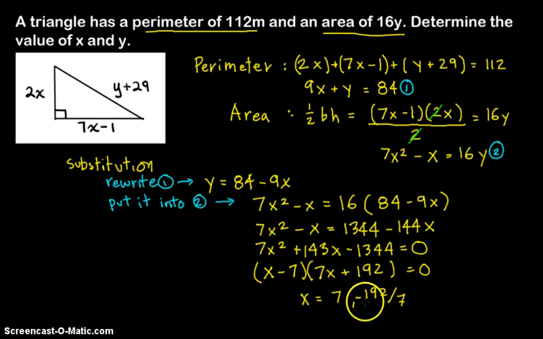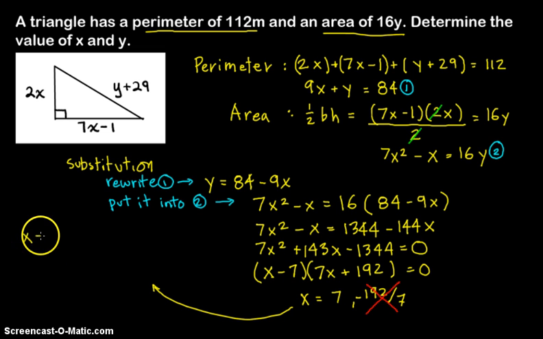Now I have two answers, but I know I can get rid of this one, and for a very simple reason. It's negative, and I can't have a negative x value. I can't, because look at this, 2 times x. 2 times a negative value suggests that I have a negative length, and I can't do that. So therefore, I'm really only left with one x value. The only thing left after this then is that I got to find out what the y is.